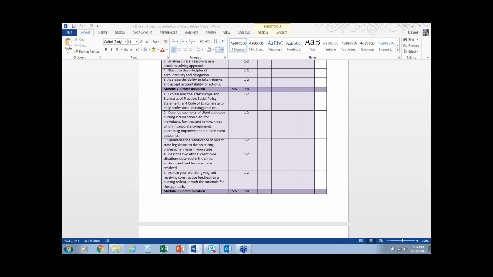So now, I'm sorry, let's go to number 3 now. Number 3 says you should be able to summarize the significance of recent state legislation to the practicing professional nurse in your state. So this, again, goes back to being able to understand the responsibility to be aware of, knowledgeable of, and adhere to all aspects of current laws and the relevance to their practice. So your Nurse Practice Act for your state.